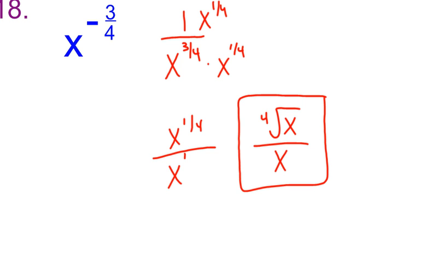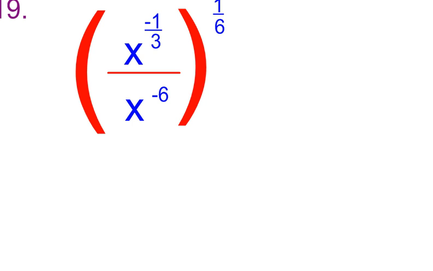19, there's a couple ways I could approach this problem. I would probably go ahead and distribute my 1/6 to both terms, which means I need to multiply those numbers. So I'd have x to the negative 1/18. I'm multiplying 1/3 times 1/6 over x to the negative 1. Again, that's negative 6 times 1/6.